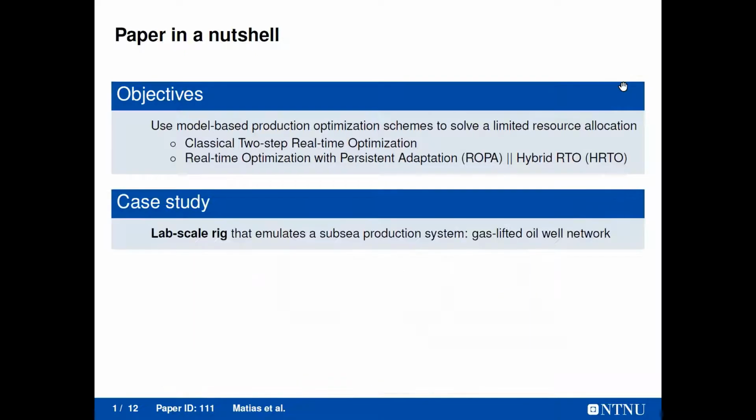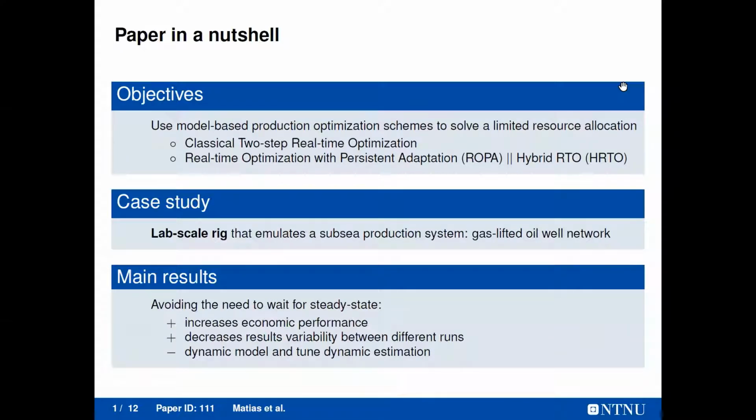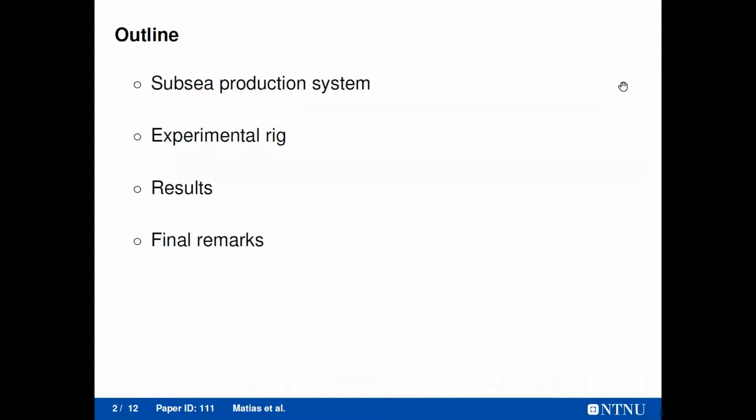The main contribution of this paper lies in its case study. It's the first reported implementation of ROPA in an actual system. The system of interest is a lab-scale rig that emulates a subsea production system. The main results are that by avoiding the need to wait for steady state, we increase economic performance while decreasing the variability between different runs. That means that we can expect ROPA to have a more consistent performance if the plant disturbance scenario repeats itself. The downside is, of course, that we need to develop a dynamic model and tune the dynamic estimation.